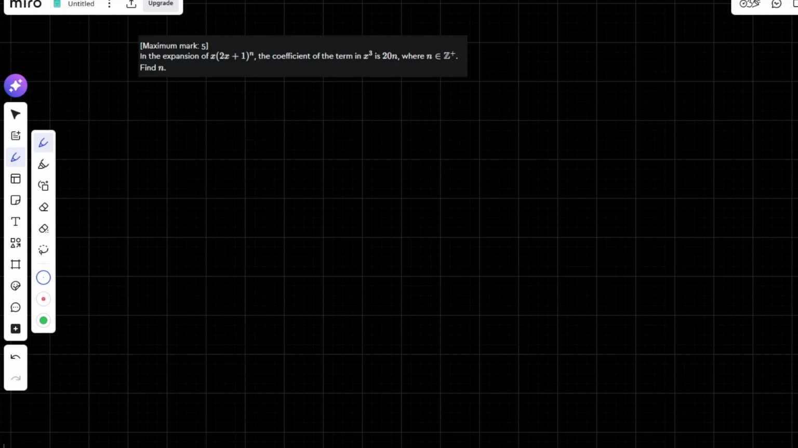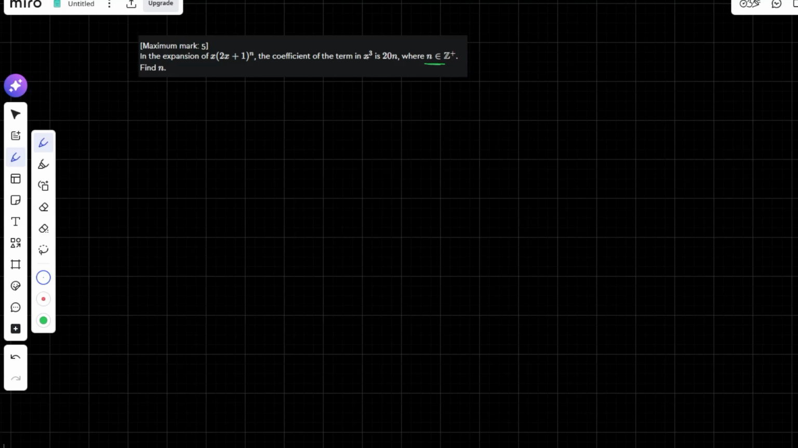So there you go. In the expansion of x times (2x plus 1) to the power of n, the coefficient of the term x to the power of 3 is 20n. n is an integer. Interesting. Find n. Okay, so this gives me some confidence. The last problem, we got 20 over 7, which felt wrong. But this one says it's an integer. It didn't say that before. So that's encouraging, I suppose.